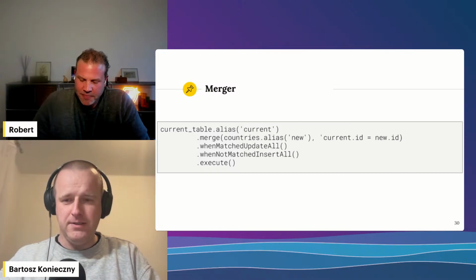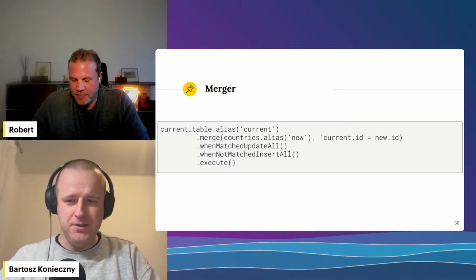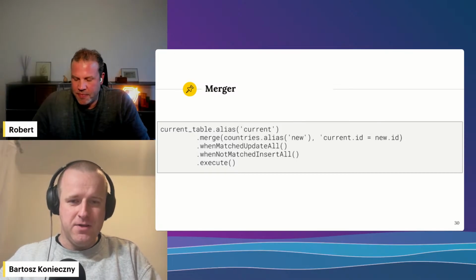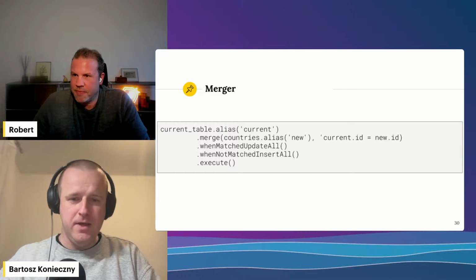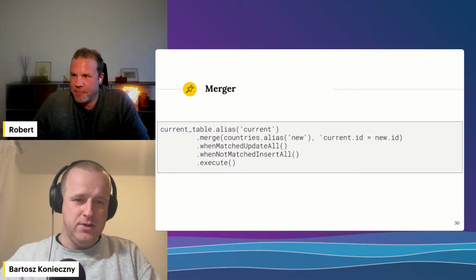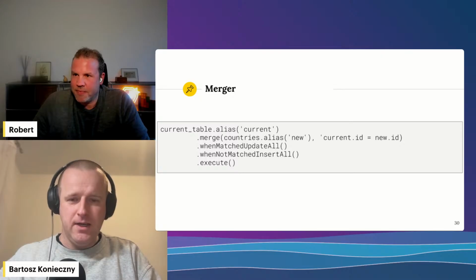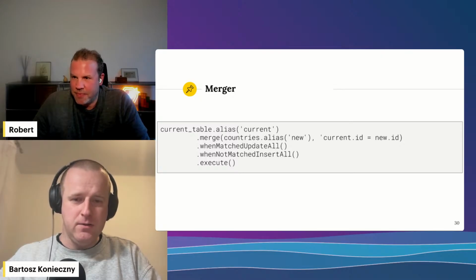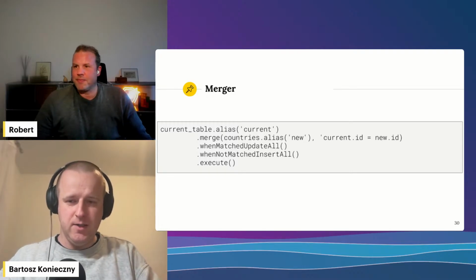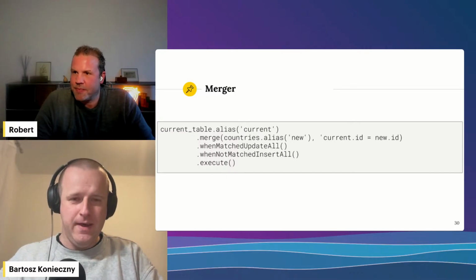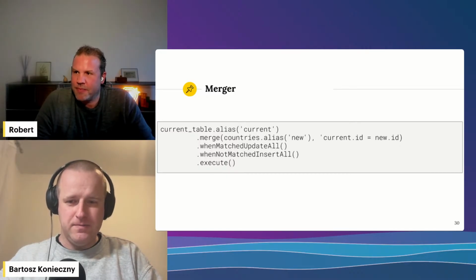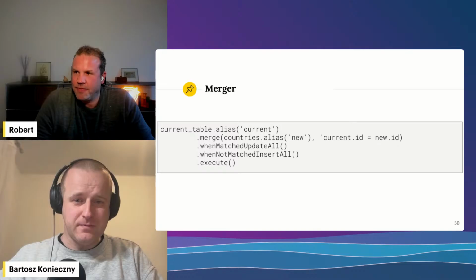And to avoid these kinds of issues, there is this simple operation, which is the merge, where you define your merge data set, which is here the countries aliased new data frame. You define your merge condition, so the ID column, and later you define the behavior. So here we are doing update or insert. We are not dealing with deletes because the data set is incremental. So if you apply deletes, you will probably delete wrong rows or even empty your table.